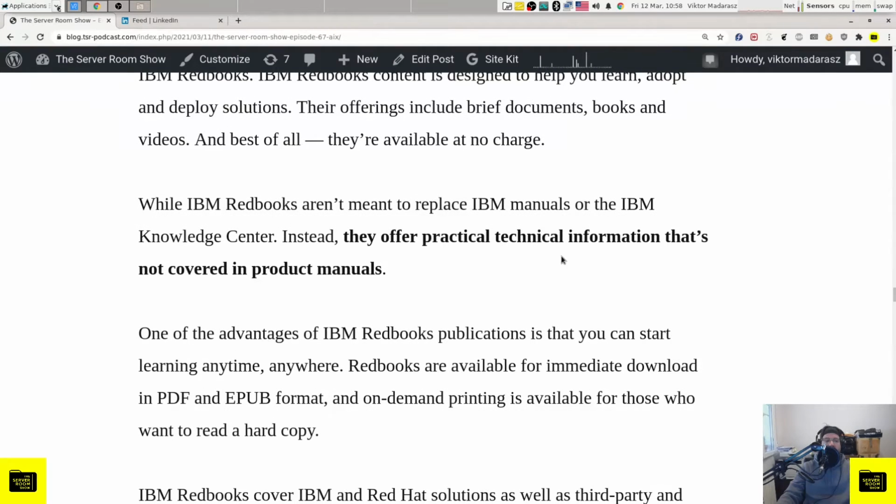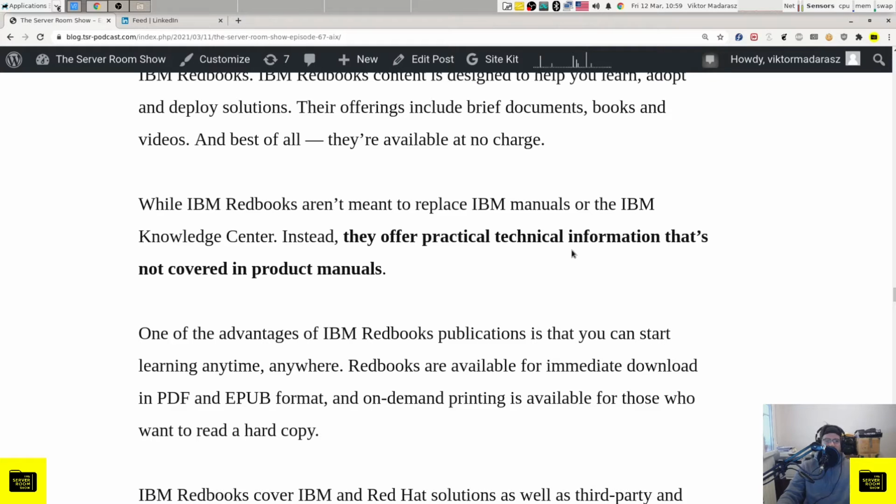While IBM Redbooks are not meant to replace IBM manuals or the IBM Knowledge Center, they are very, very good. Like I mentioned, sometimes they are just a brief document or publication on a certain topic, but sometimes they are whole books and even some audiovisual content. They are best consumed together with IBM manuals and the IBM Knowledge Center to get a full picture, or an even broader picture.